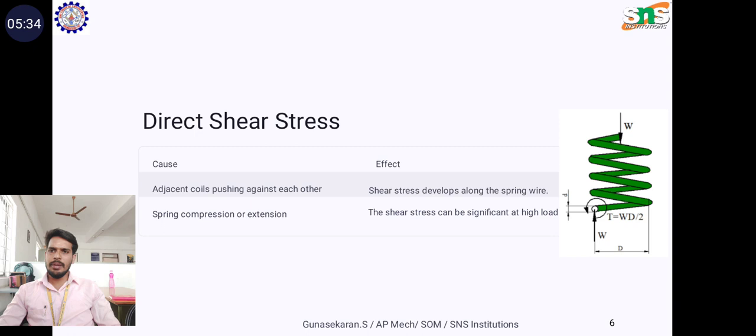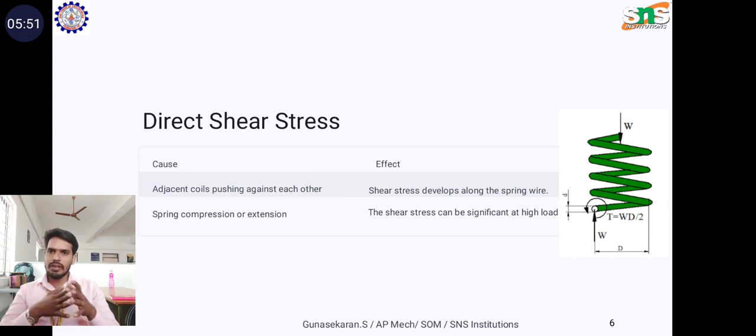Finally, here we are seeing direct shear stress. This refers to the stress experienced by the material of the spring due to the applied load or force that causes shear deformation within the cross section of the spring coil.